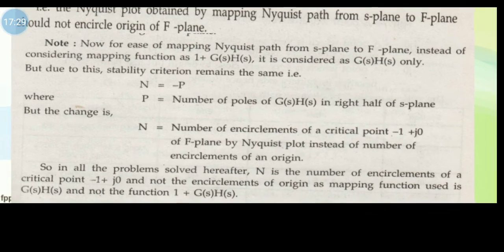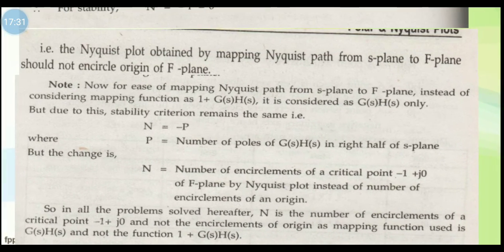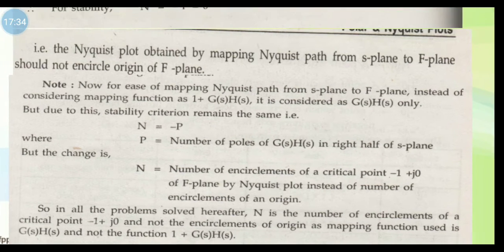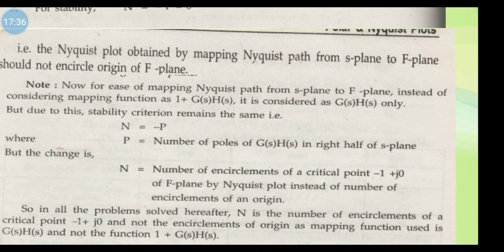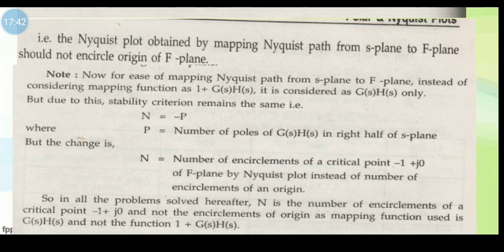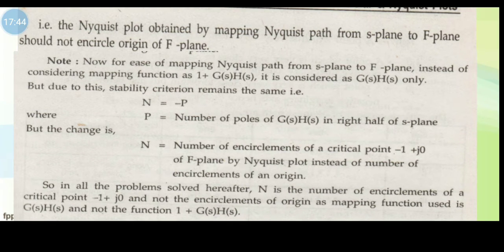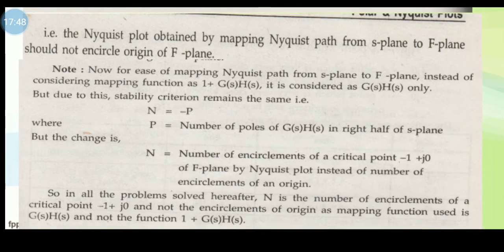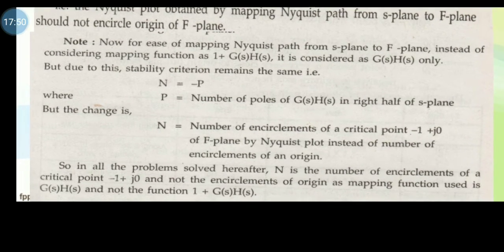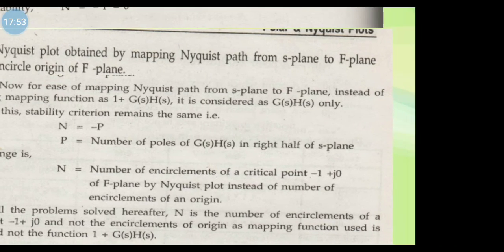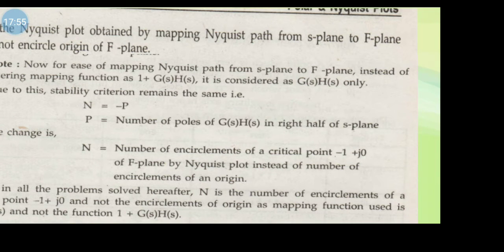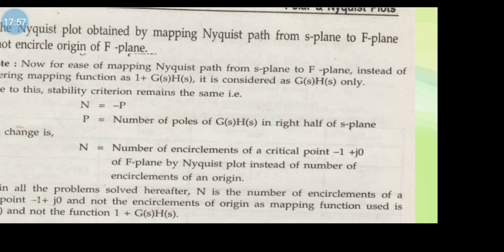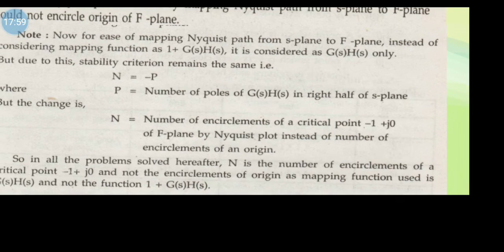But the change is, N is equal to the number of encirclements of the critical point minus 1 plus j0 of the f plane by the Nyquist plot, instead of the number of encirclements of the origin. So P is the number of poles of G(s)H(s) in the right half of s plane, and the change is N is the number of encirclements of the critical point minus 1 plus j0 of f plane by Nyquist plot instead of the origin.